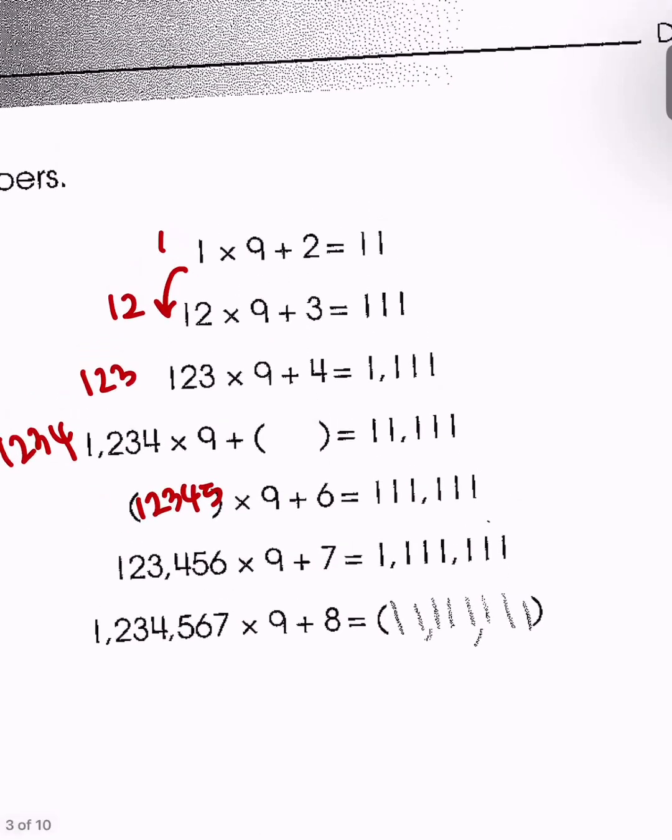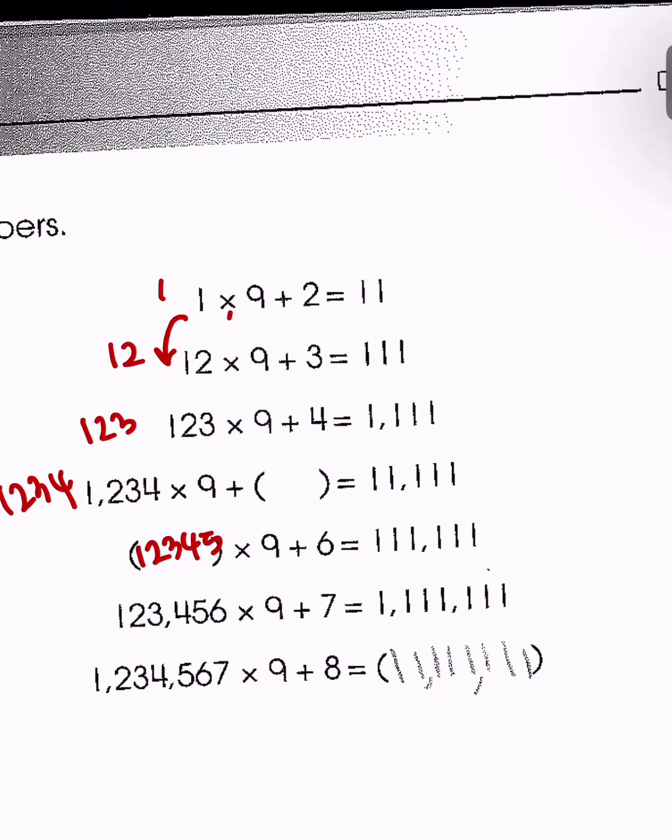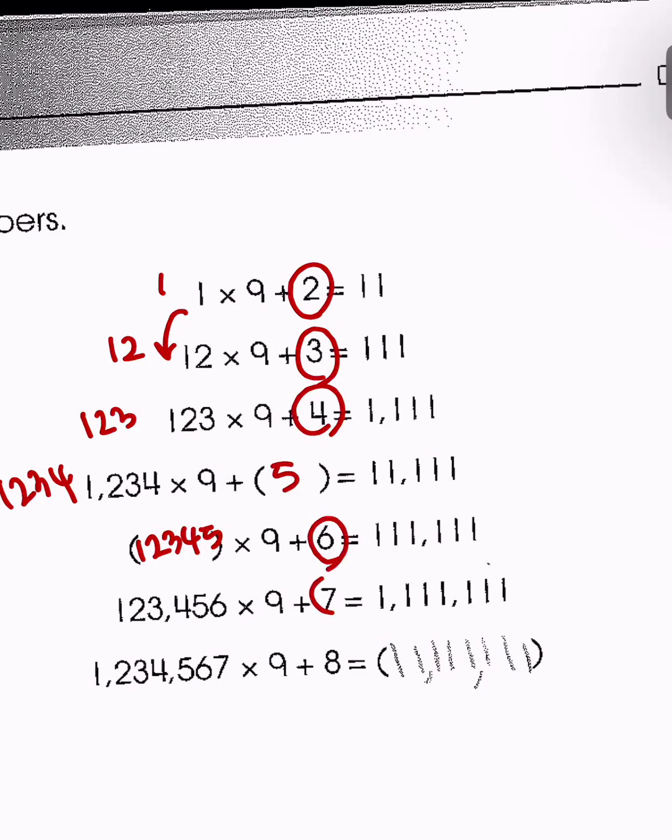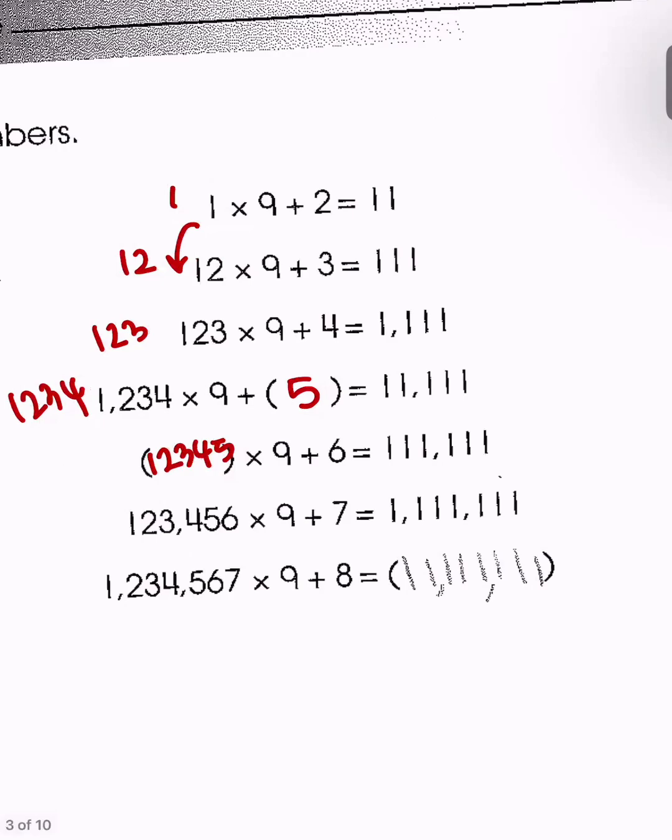Now we're going to look for patterns for other numbers. Now we know that we're constantly multiplying by 9. And that's already written down. Then we have plus 2, plus 3, plus 4. So this is going to be plus 5. Then we have 6, 7, 8. So that is also confirmed. And then we filled in all the blanks.